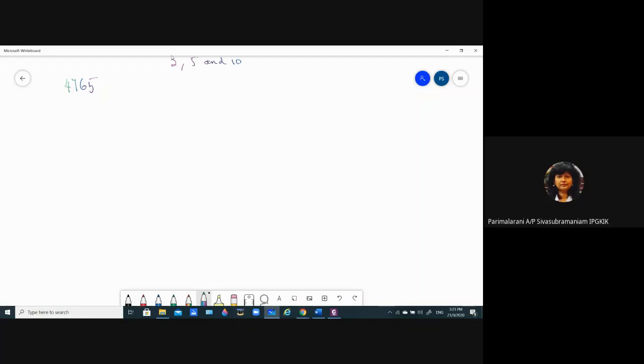Can be divided or cannot? Can only be divided by 5. Yes, it can only be divided by 5. Cannot be divided by 2 and cannot be divided by 10. How about this number?